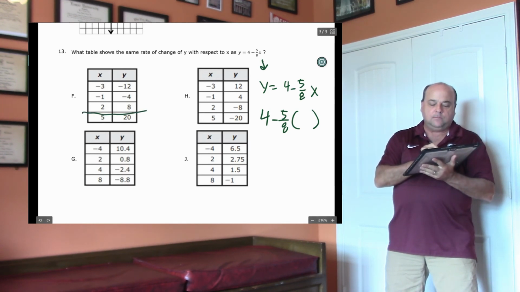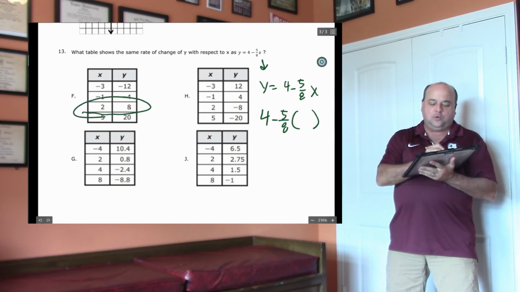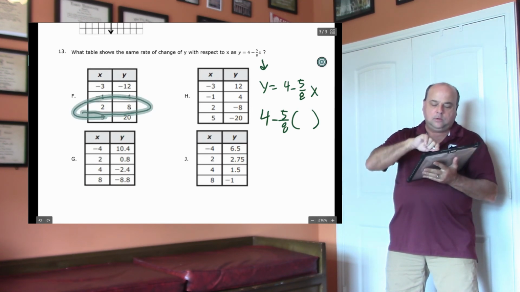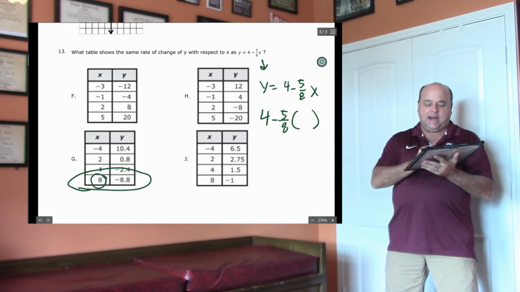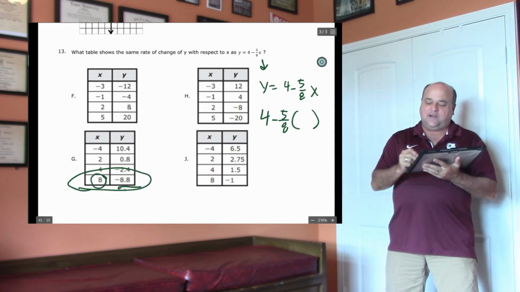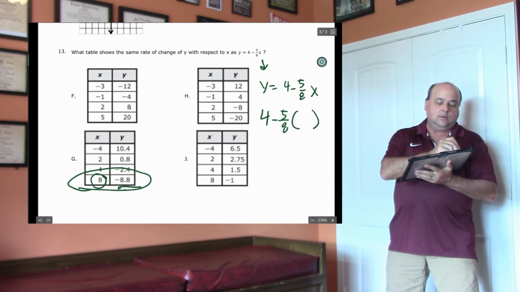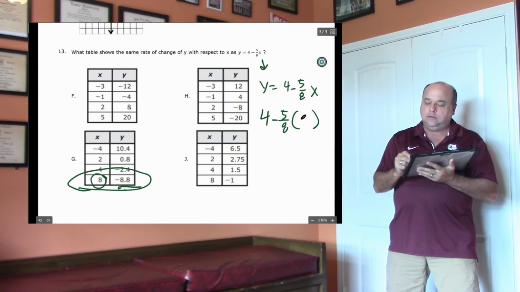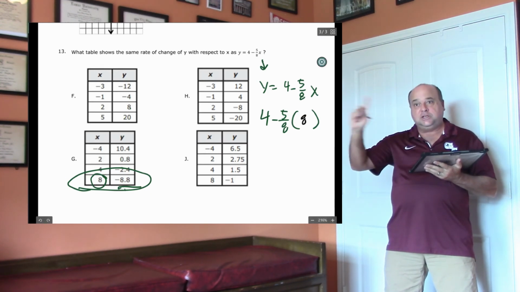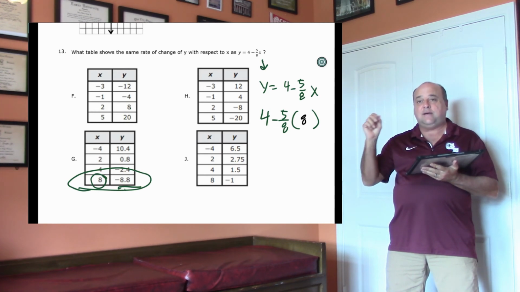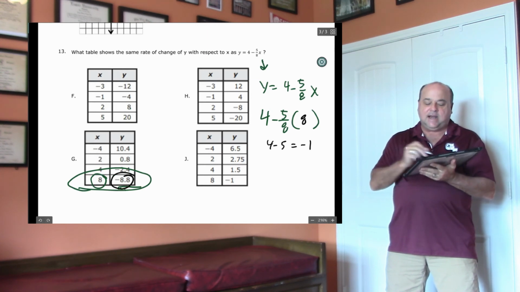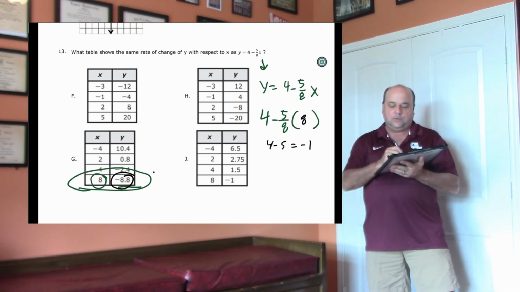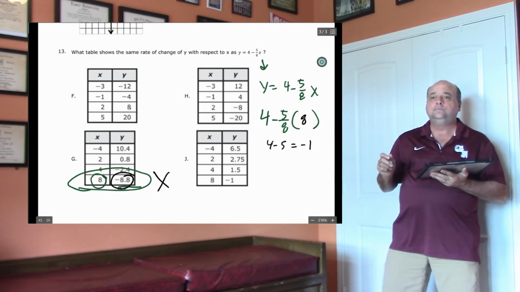Let's do this one. If I input 8, my output should be this. So if I were to input 8 in here, and then punch this in the calculator, 4 minus 5 over 8 times 8. Basically, this would turn into 4 minus 5 equals negative 1. That's not negative 8, is it? So this one would be wrong, wouldn't it?